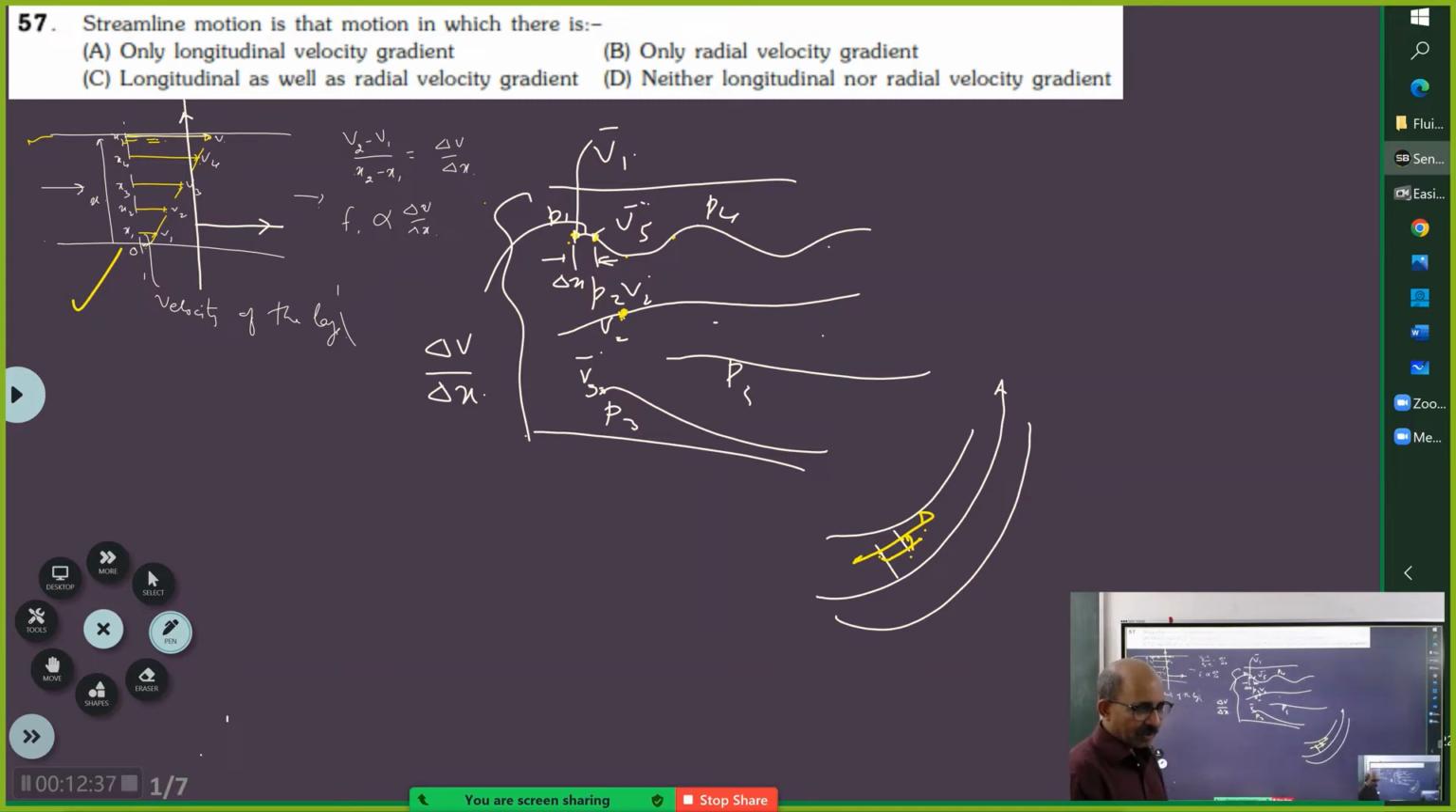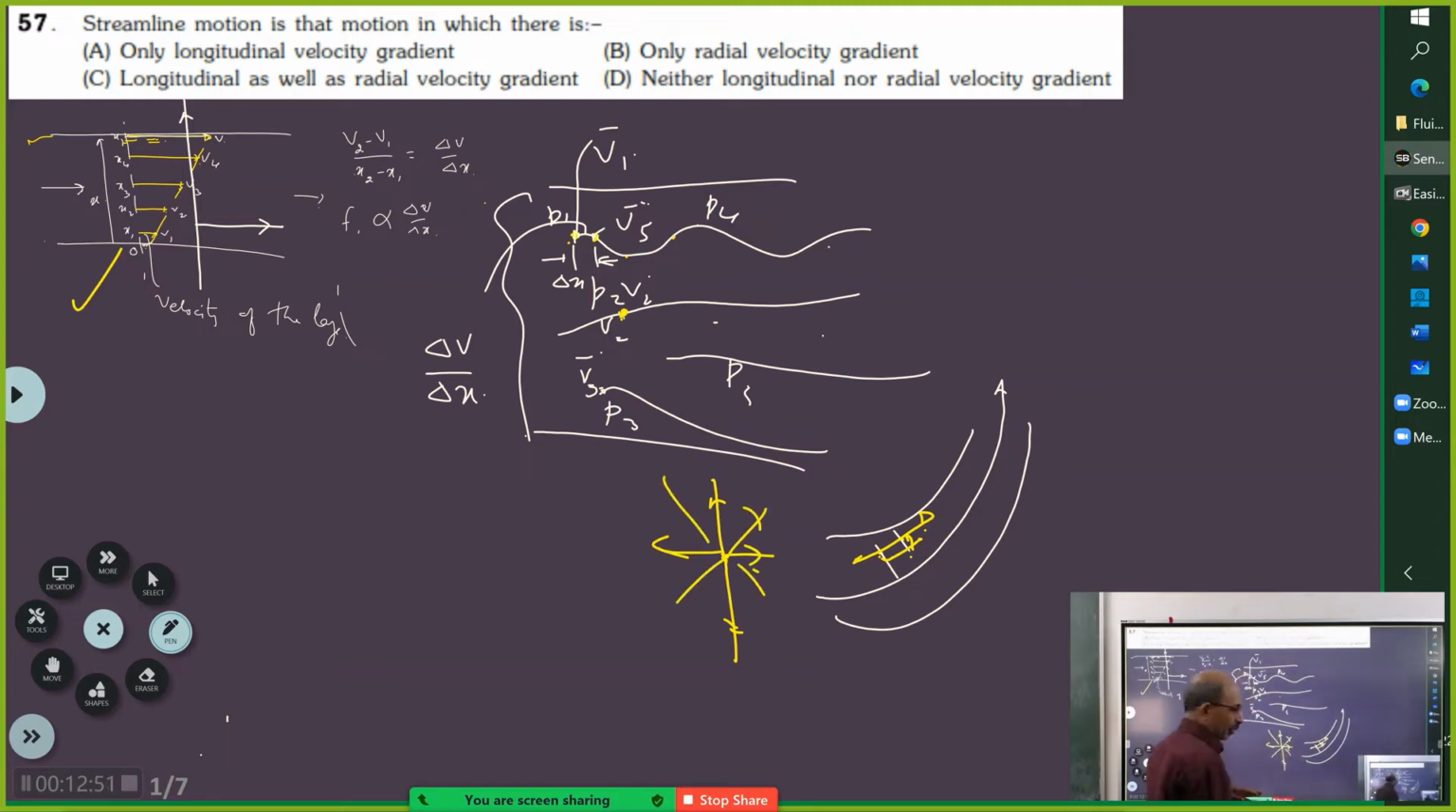So if you take the motion like radially outwards, can it happen like that? See, radially means it should happen in all directions. Is it happening like that, that the velocity is spreading like this? It can happen, but it is not streamline motion.